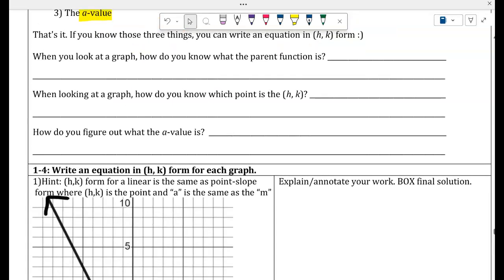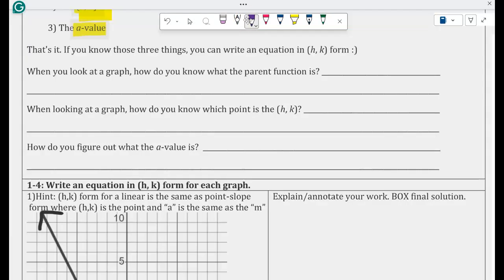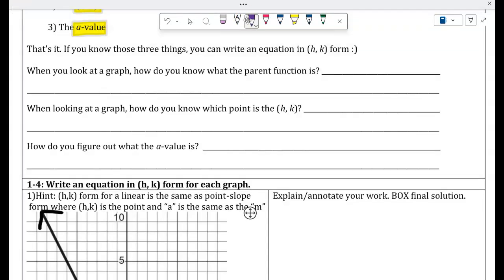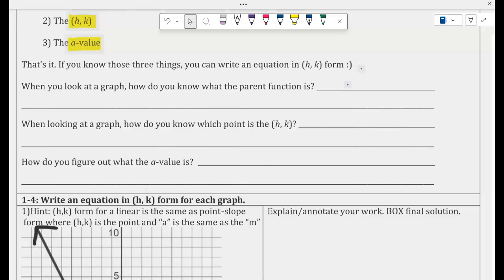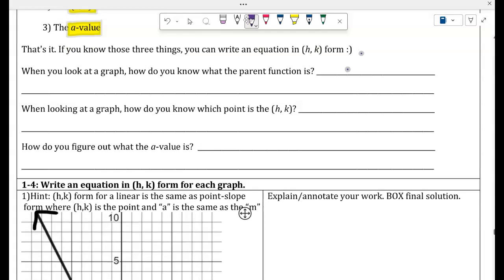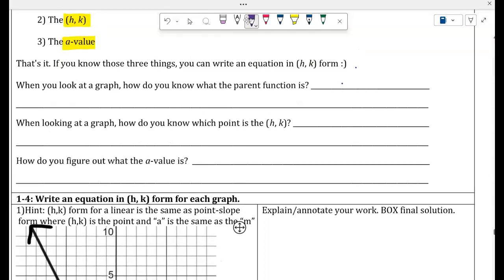Now let's roll up. When you look at a graph, how do you know what the parent function is? Let's start with what it should look like. So guys, if you have a line, whoops, sorry about that. Hold on, my pen's not working. Let me make sure. Okay, here we go. So first, if you have a line, come on, pen.